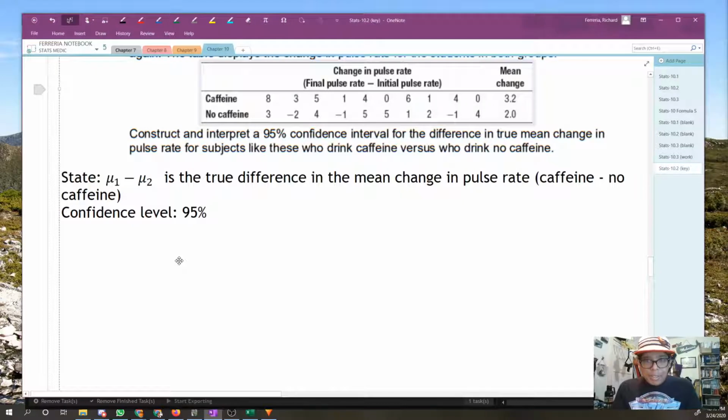Okay, I think you can see that mu1 minus mu2 is the true difference in the mean change in pulse rate, caffeine minus no caffeine. Now, I think it's important for us to note that we are defining the difference. We're not defining what 1 and 2 are, so our test is really about the difference in means, not necessarily about population 1 and population 2. So that brings us to part 2, which would be our plan. What is the plan?